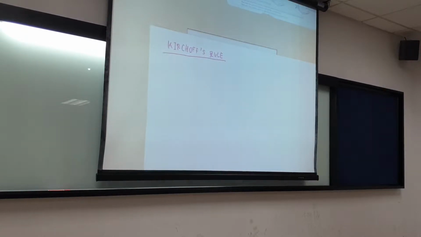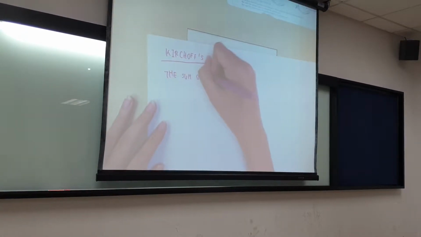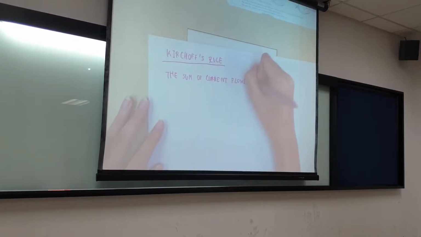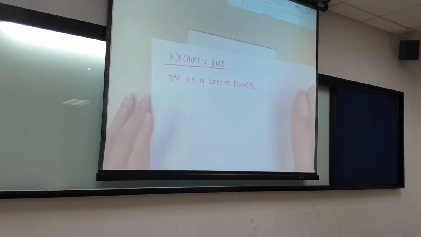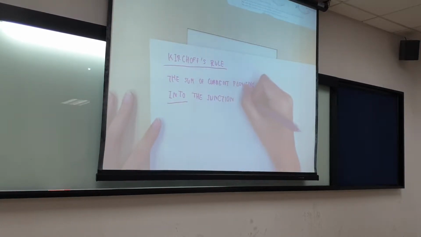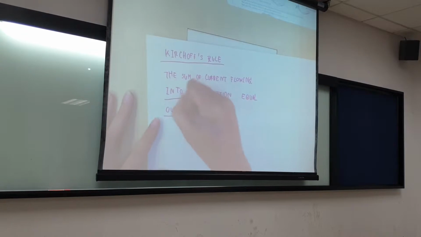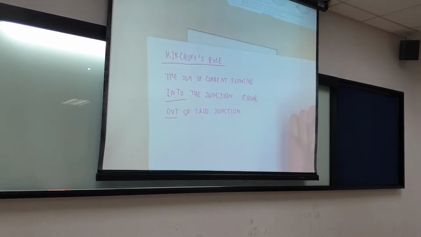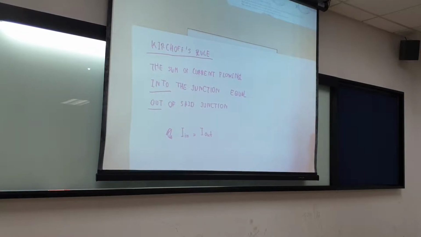The junction rule states that the sum of current flowing, and yes, I know "current flowing" is redundant, but anyway, the sum of current flowing into a junction equals the sum of current flowing out of said junction. Mathematically speaking, current in equals current out. Sounds simple enough, right?